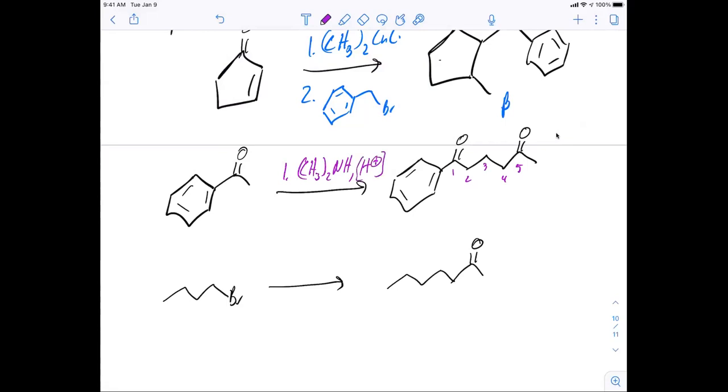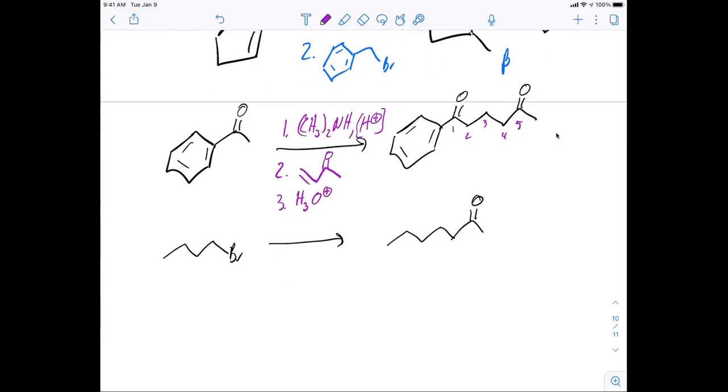Then I'm going to add my alpha beta unsaturated. And then last step, now I need to have acid and water to hydrolyze and protonate. So I hydrolyze off the enamine that I added, the imine I added, and then I hydrolyze the enolate back to the enol, which tautomerizes to the final product. Okay, questions about this one?